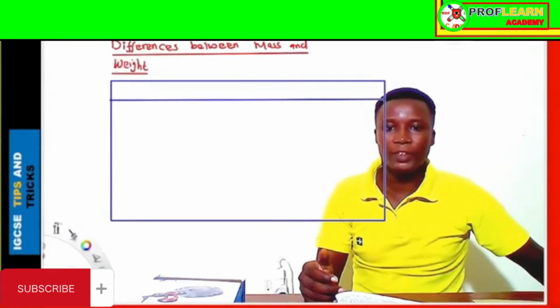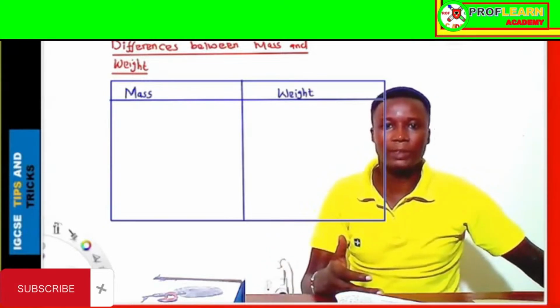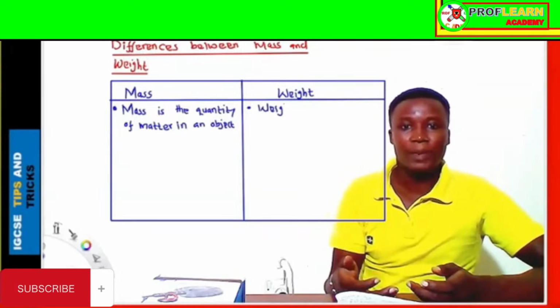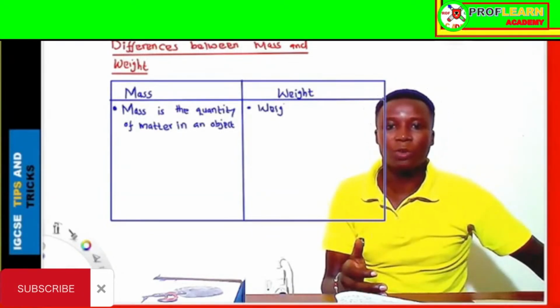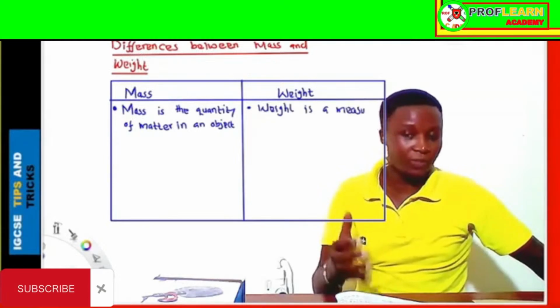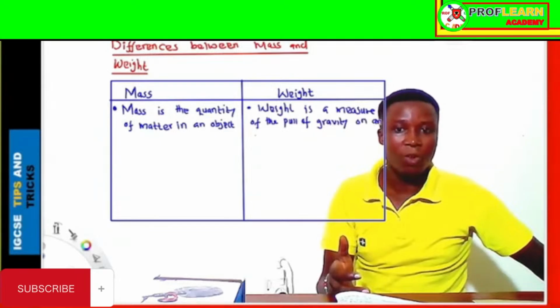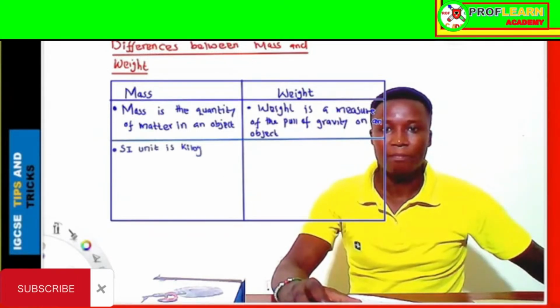In order to list the differences, we're going to draw a table here. On one side, we're going to have mass, and on the other side, we're going to have weight. Because we have mentioned that mass is the quantity of matter in an object, to state the difference, we're going to state also the definition of weight, and we have stated that weight is the measure of the pull of gravity on an object. We can write it down here. The SI unit for mass is kilogram, and the SI unit for weight is Newton.